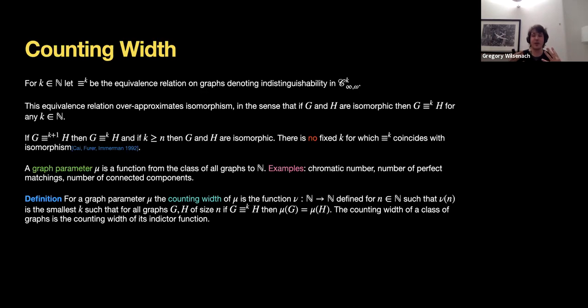And this is an incredibly important notion here. We also talk about the counting width of a class of graphs, which is just the counting width of its indicator function. In the context of logic, we're normally interested in two cases in particular. We're interested in the case where we know that the counting width of a graph parameter is bounded by some constant. So we know it's at most 5 or 6 or 7.